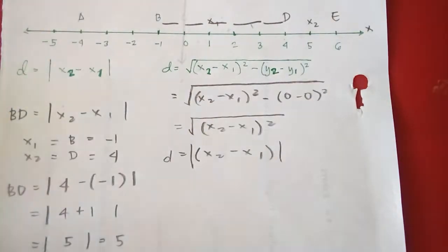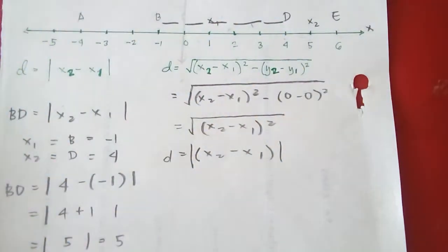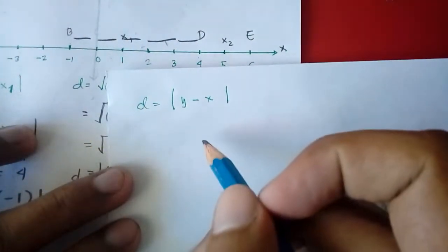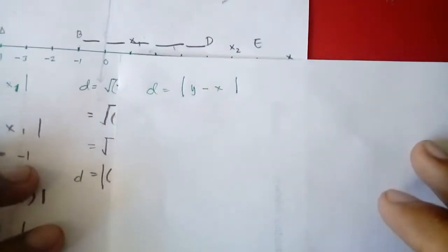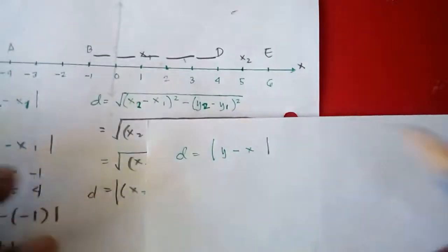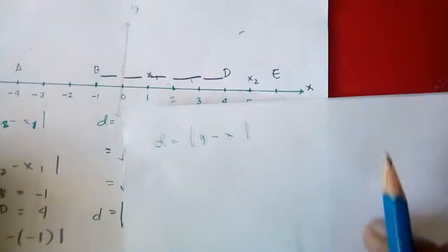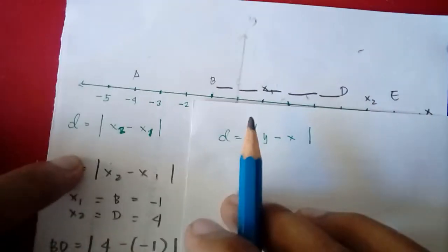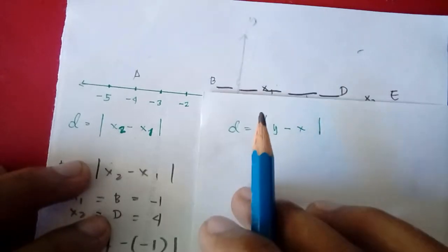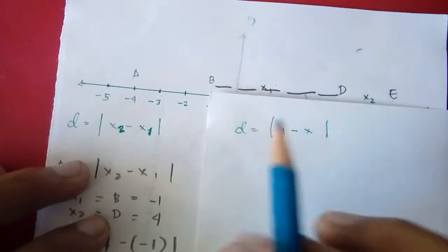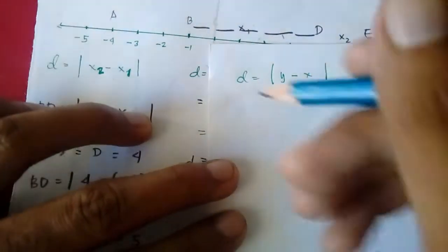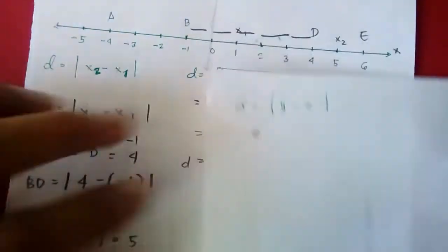And meron po tayong isang formula na confuse sa mga tao. We have here, D is equal to absolute value of y minus x. This formula is the same lang naman sa ating ginamit na formula, which is D is equal to the absolute value of x sub 2 minus x sub 1, na iba lang ang variable.